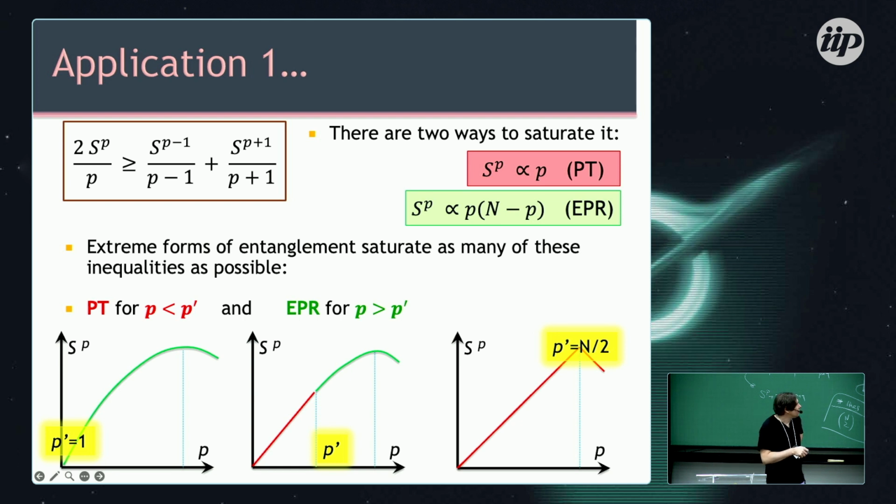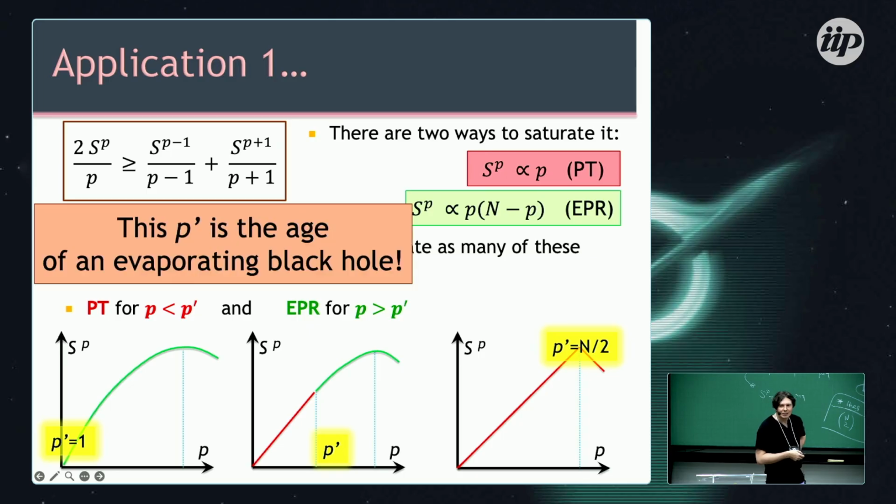So I titled this slide Application 1 with ellipses in order to pique your interest. This is supposed to be good for something. And so what is it good for? The statement is that this quantity p prime, which I have described for you in detail in this fashion, is secretly the age of an evaporating black hole. And that's our application number 1.